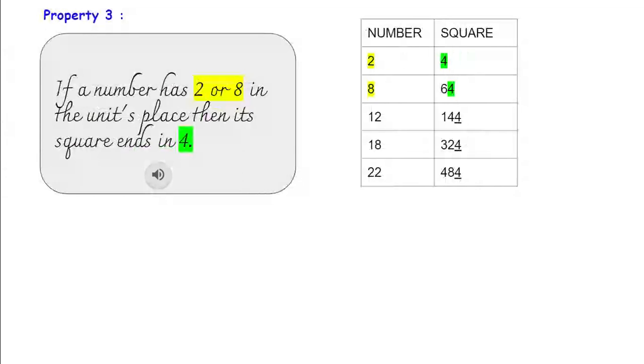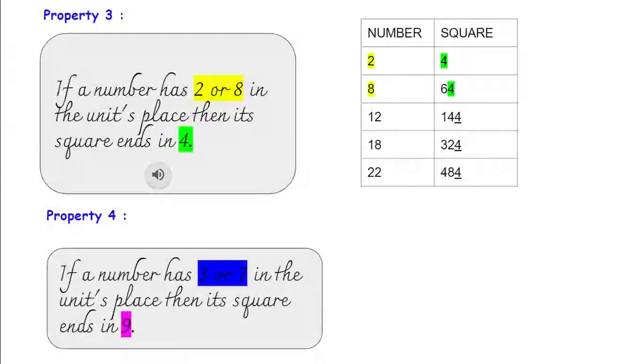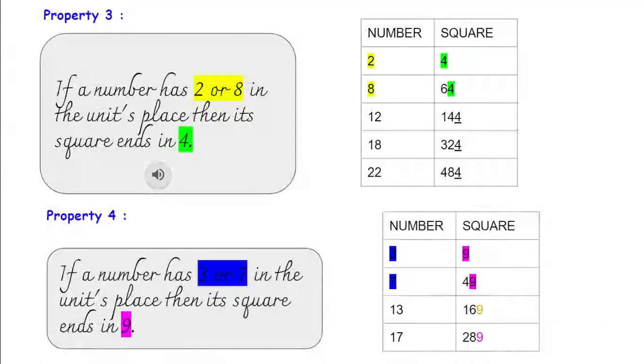What is the third property? The third property is if a number has 2 or 8 in the unit place, then its square ends in 4. Now see property 4. The fourth property is if a number has 3 or 7 in the unit place, then its square ends in 9. The square of 3 is 9.